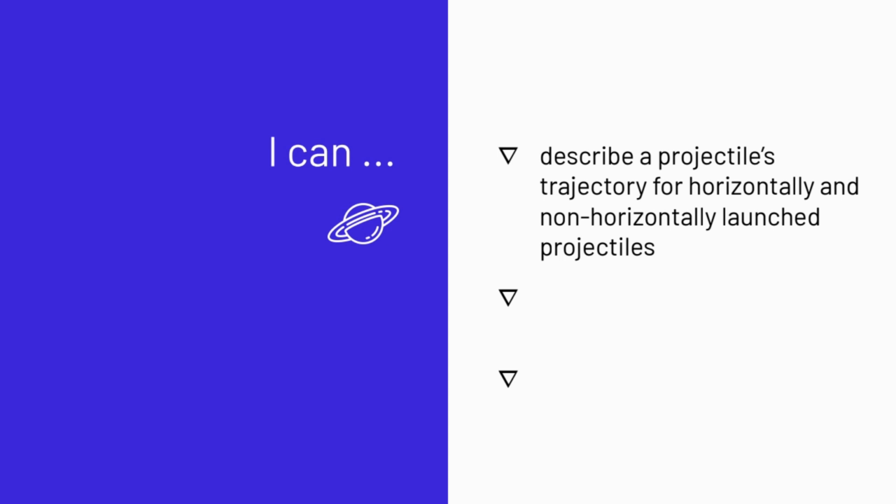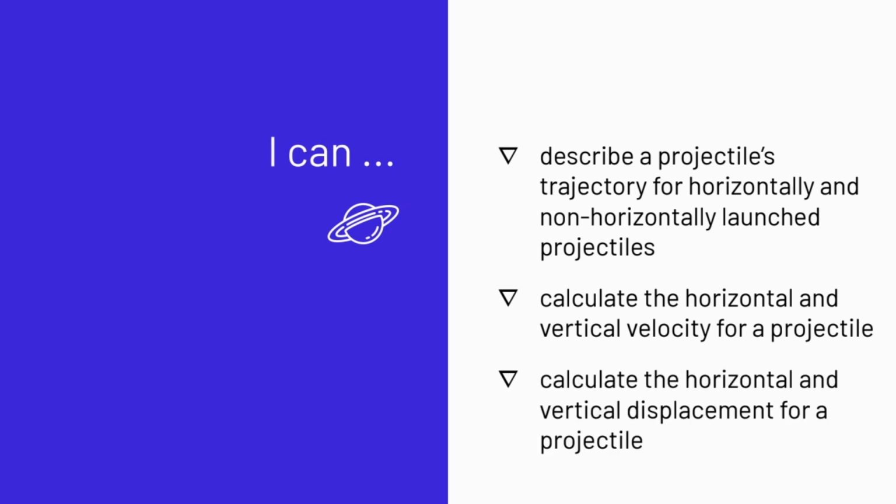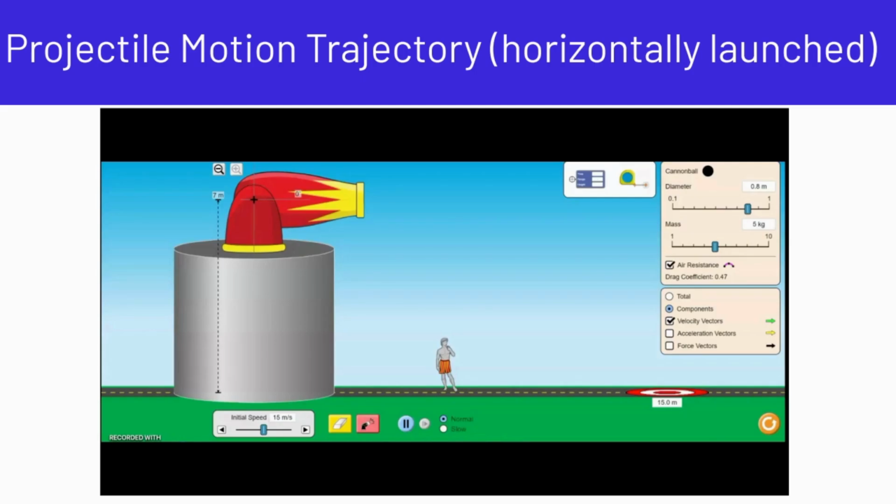The success criteria for this lesson are: I can describe a projectile's trajectory for horizontally and non-horizontally launched projectiles. I can calculate the horizontal and vertical velocity for a projectile, and I can calculate the horizontal and vertical displacement for a projectile. So here we're going to look at the trajectory of a projectile launched horizontally.